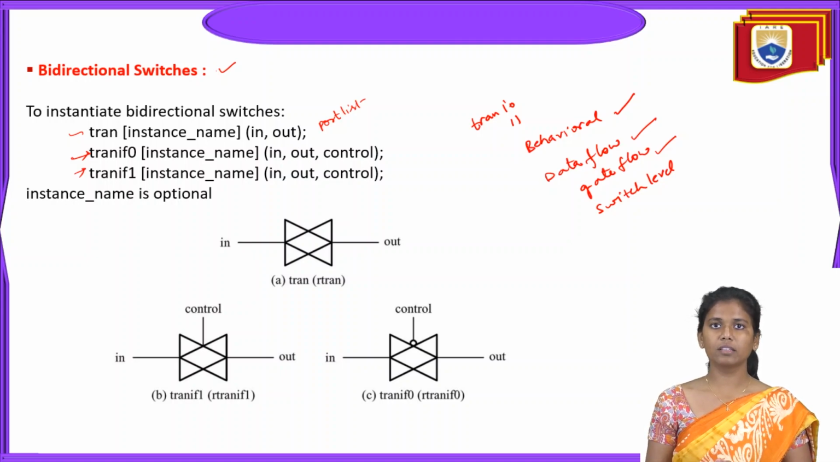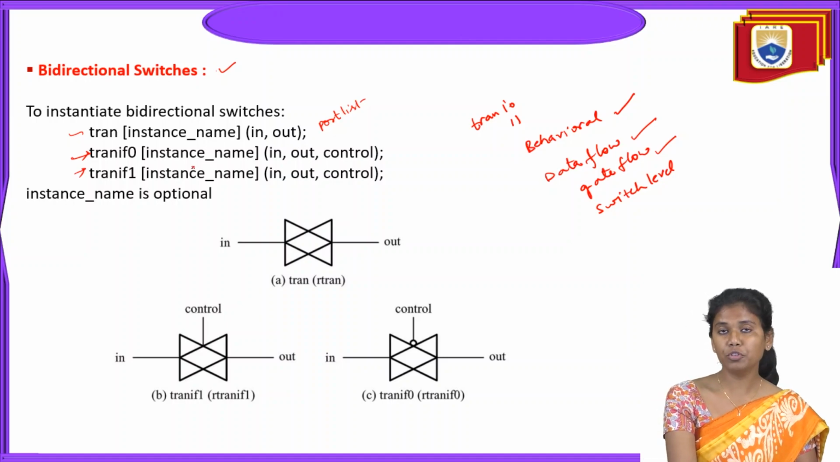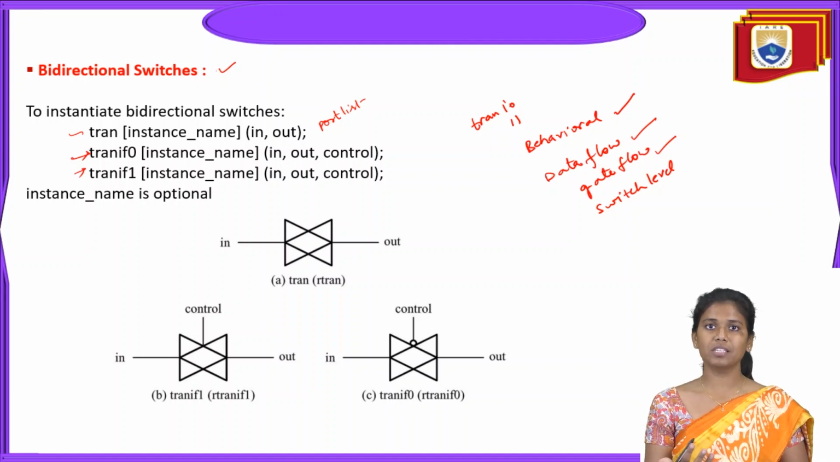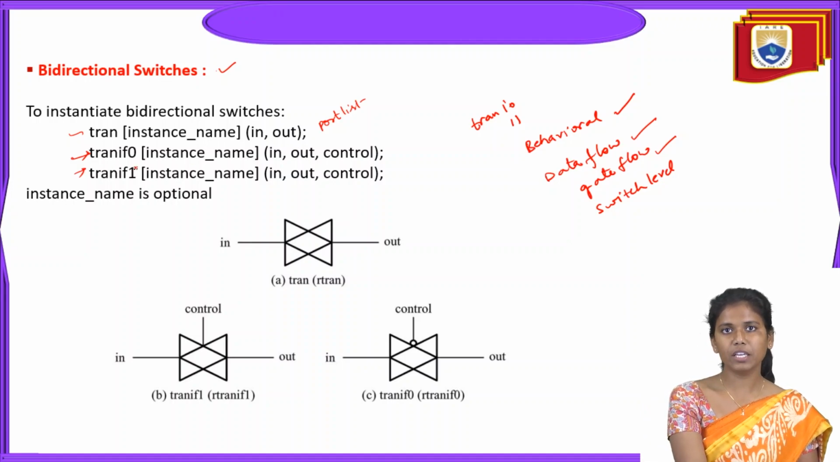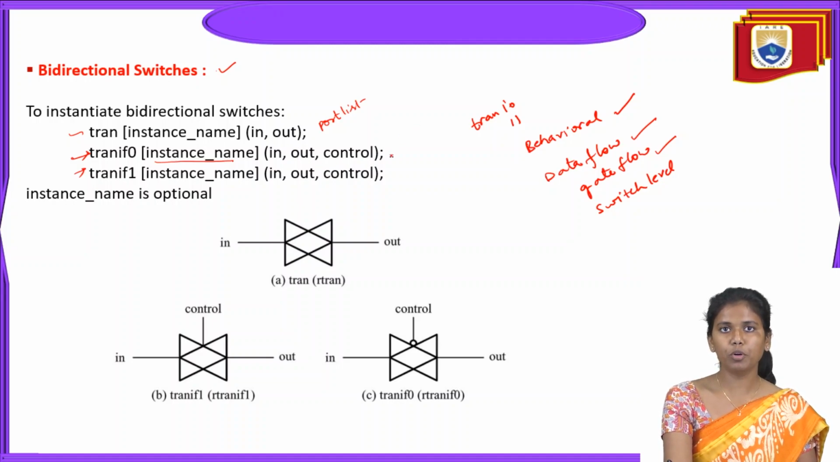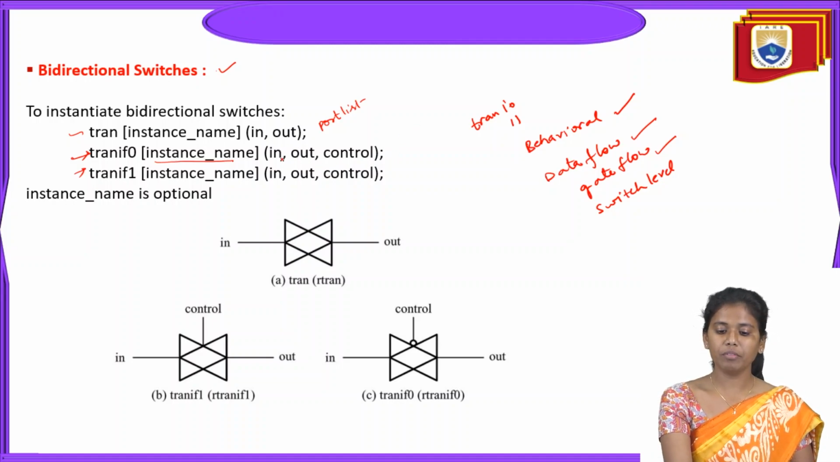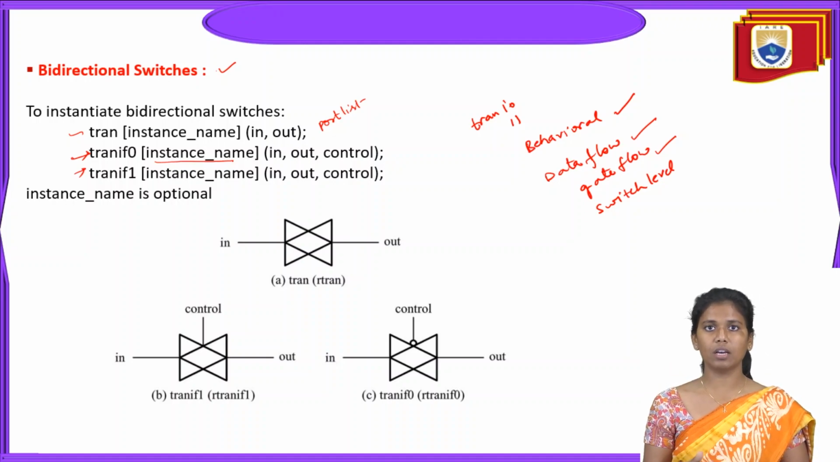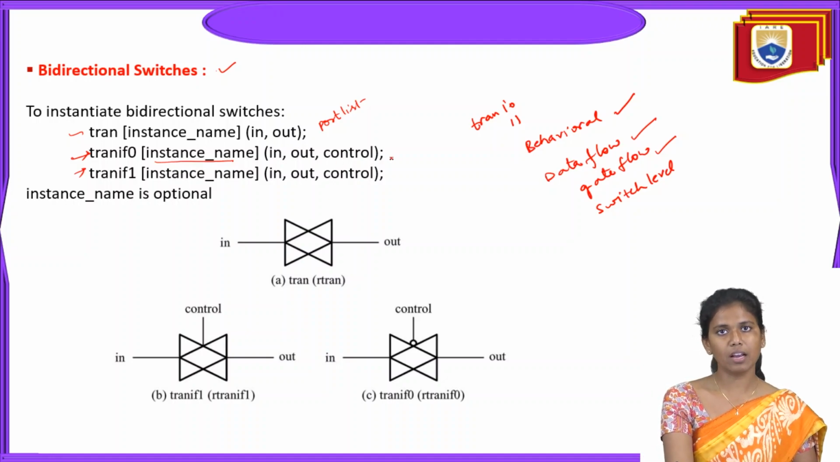When you are writing the code, it doesn't matter if you don't mention the instance name. It is our wish whether to represent it or not. So for tranif0, the instance name is optional. And in the input and output ports, we must instantiate what the inputs and outputs are, as well as the control line. So: in, out, and control.